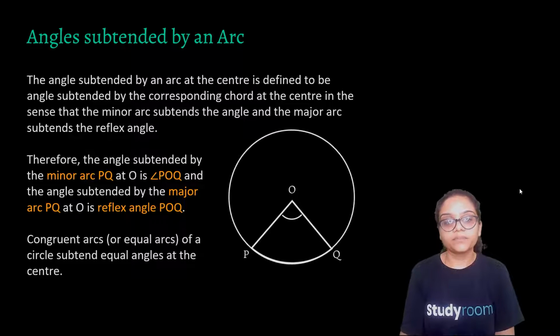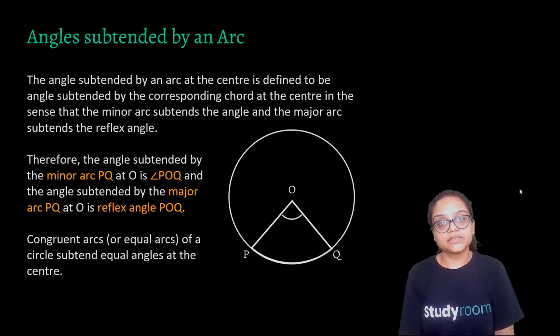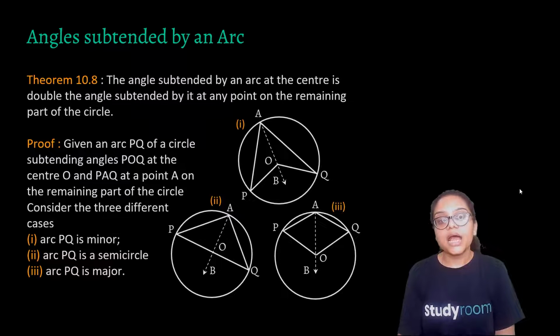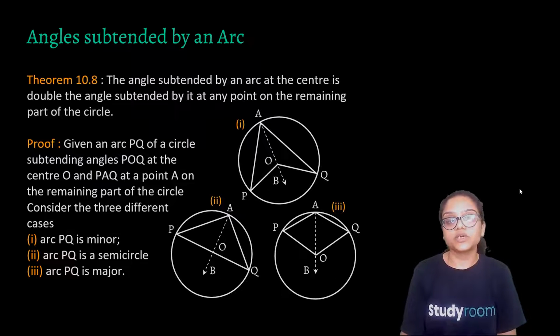Congruent arcs of equal areas of a circle subtend equal angles at the center. The angle subtended by an arc at the center is double the angle subtended by it at the remaining part of the circle. Suppose in figure 1, PBQ is the minor arc's subtended angle, and the angle at the remaining part is PAQ. So PAQ would be half of POQ. That is what is proven.